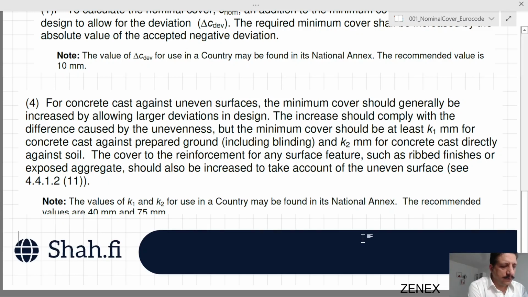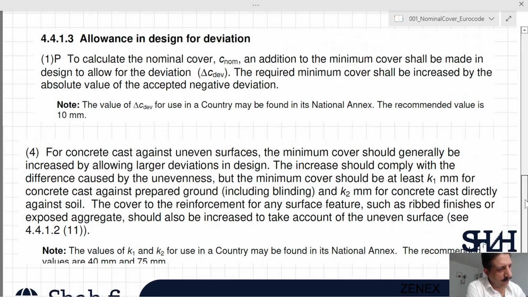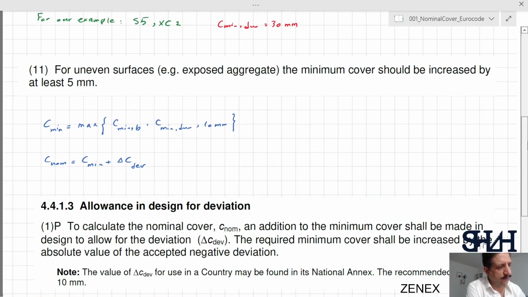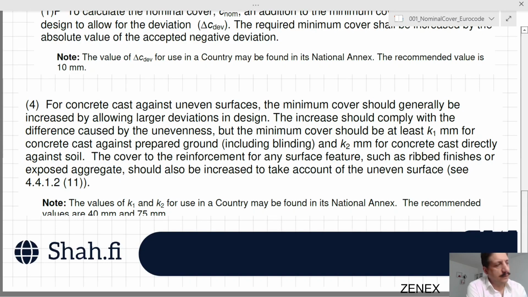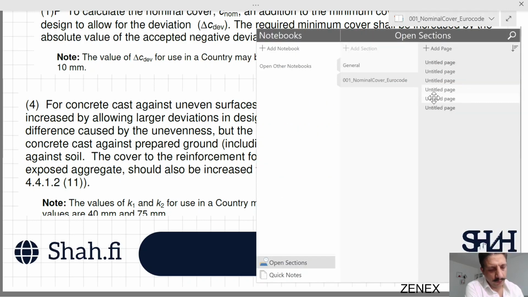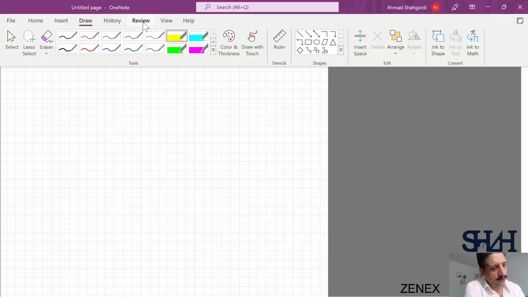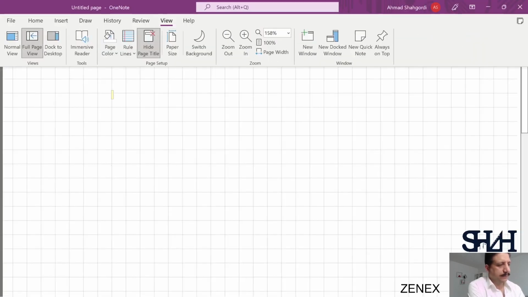The cover to the reinforcement for any surface feature such as ribbed finishes or exposed aggregate should also be increased to take account of the uneven surface. We already went through that. It was here. So exposed aggregate, then 5 millimeter should be added. This is the minimum. So now we can have a simple example to find out what is the minimum or nominal cover of the concrete for one beam, for example.